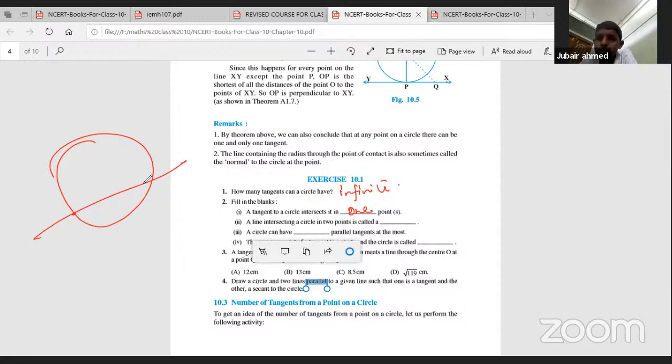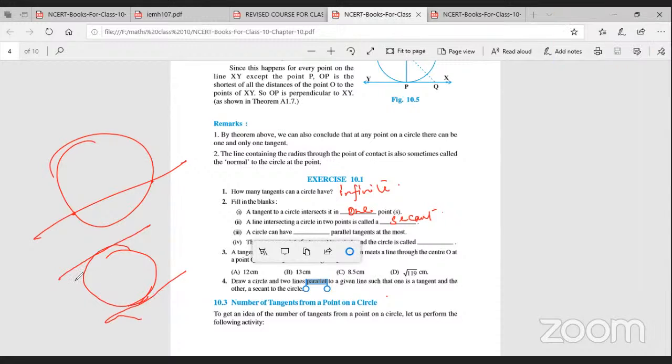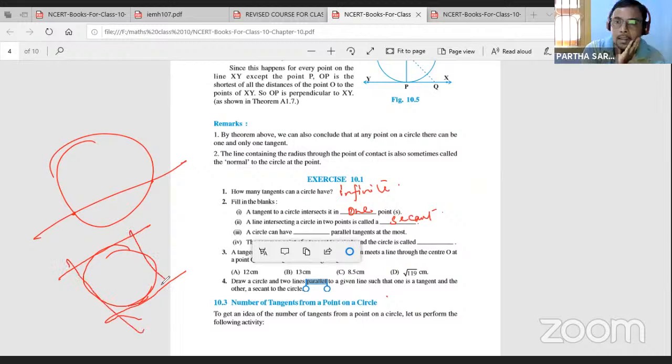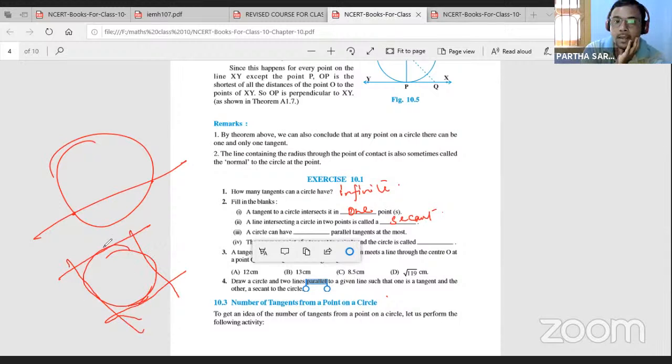Understood? Next, a circle can have dash parallel tangents at the most. See, in a circle, this is one tangent which I have drawn, and this is another tangent which I have drawn. So how many tangents can I draw at the most? Always remember this, I can draw one here also parallel. So how many? Two. Always remember this one is parallel to this one only. So a circle can have 2 parallel tangents at the most. Okay, next, the fourth one. What has been given?